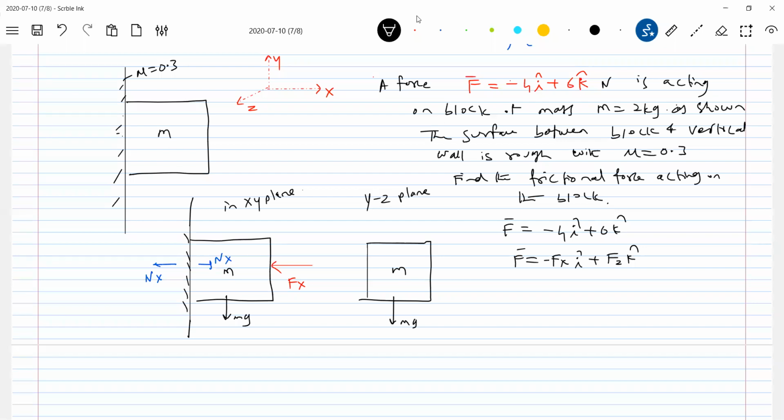This will be the XY plane. No, YZ plane. So which is the y-axis? The above is the y-axis and this will be the z-axis. Do you agree? So mg should act along the negative y-axis. Tell me where the Z component of force should be here. Fx and Fz in the same direction, no? You have to be very careful.